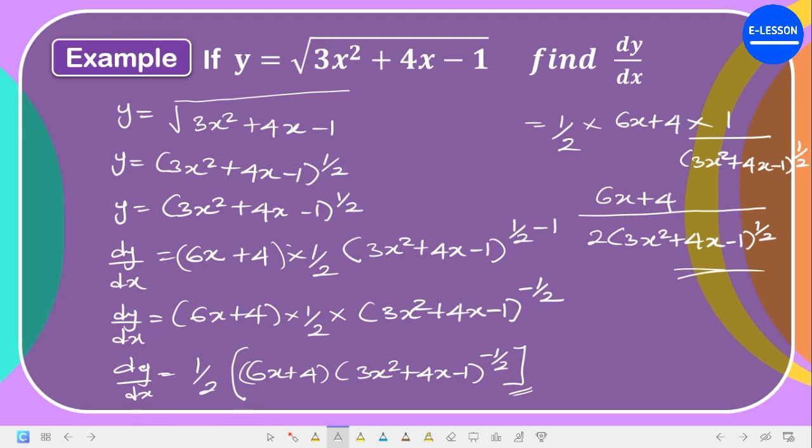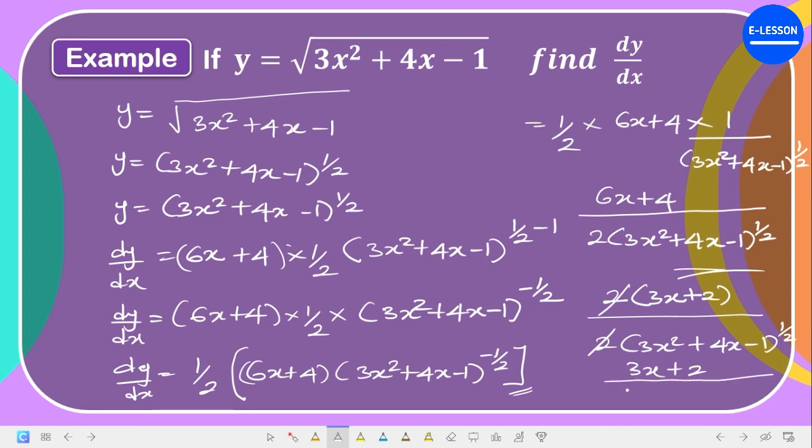Now we can decide to continue from here. 6x plus 4 can also be written as 2 times a bracket, because what is common between 6x and 4 is 2. What will be left here? 3x plus what will be left here? 2. So 2 bracket (3x plus 2) all over 2 bracket (3x squared plus 4x minus 1) raised to the power of half. When this cancels this, you are finally left with (3x plus 2) over the bracket 3x squared plus 4x minus 1. And that is the solution to that question.